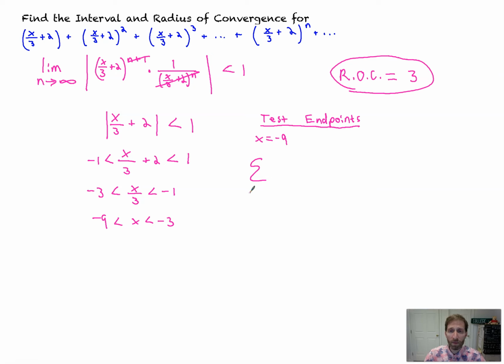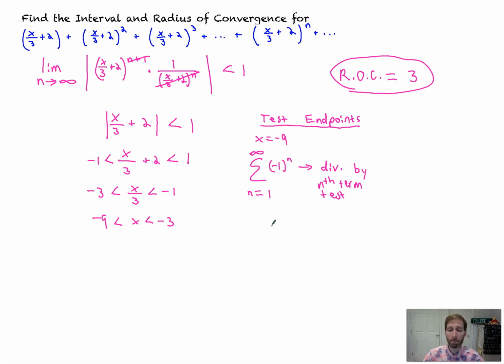So that'd be sigma from n equals 1 to infinity. If I plug in negative 9, I get negative 9 over 3 is negative 3, plus 2 is negative 1. This one is diverging. It diverges by the nth term divergence test. Why? If you take the limit as n goes to infinity of this, you're not going to get 0. Because it continuously alternates forever, this diverges. So that means in our interval, we're not going to include negative 9.